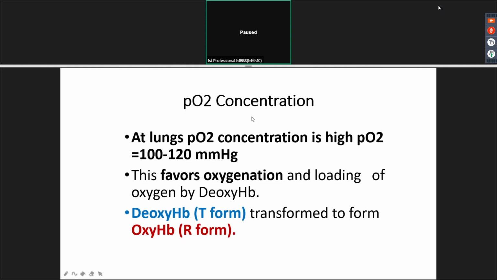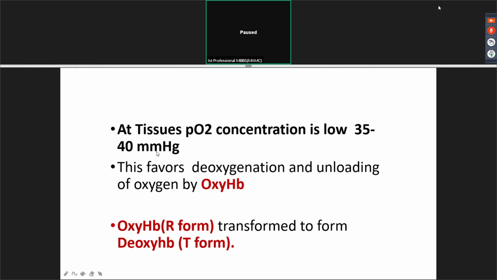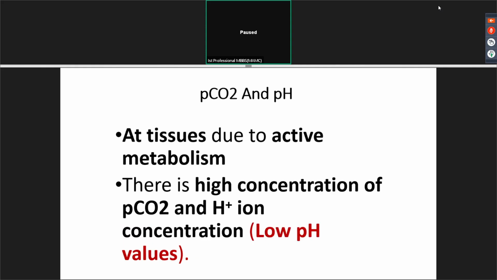So we have already read about, when I was discussing the ODC, that in the lungs the partial pressure is quite high, nearing about 100 to 120. So this favors oxygenation and loading of oxygen by the deoxyhemoglobin. The T form gets transformed to the R form, that is oxyhemoglobin. Whereas at the tissues, the partial pressure is as low as 35 to 40 mmHg. This favors deoxygenation and unloading of oxygen by oxyhemoglobin. So R form gets transformed to the T form.